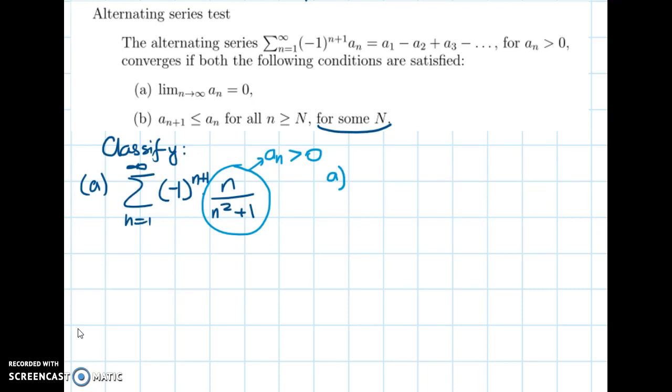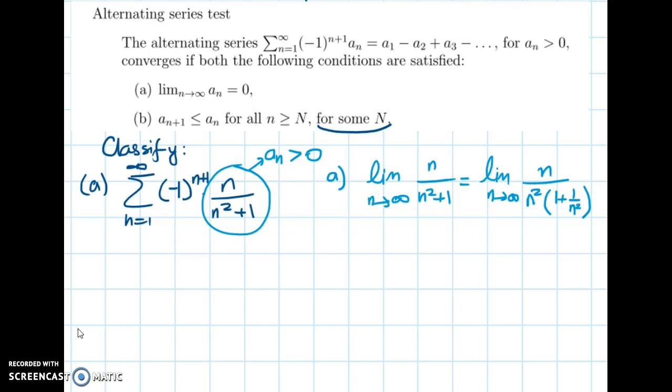So the first thing we need to check is what happens with the limit as n approaches infinity of n over n squared plus 1. Well, there are many ways of doing this limit. You can notice that this limit is going to be 0 because it's a limit of a quotient of two polynomials and the degree of the denominator is higher than the degree of the numerator. But if you need to write it down nicely, I'll take n squared as common factor in the denominator. So I'm going to be left with 1 plus 1 over n squared.